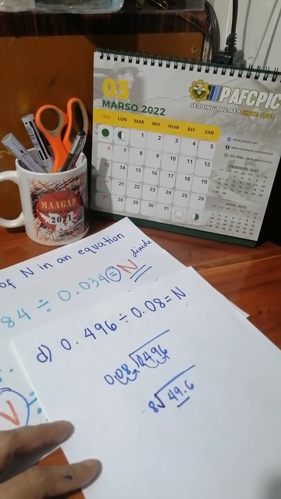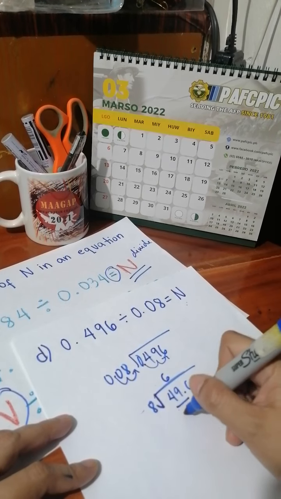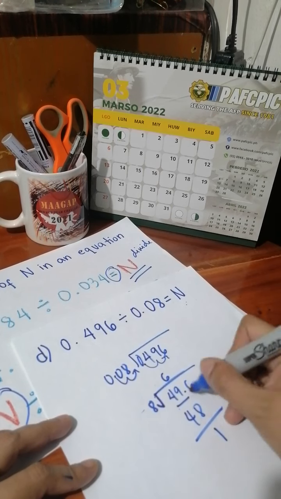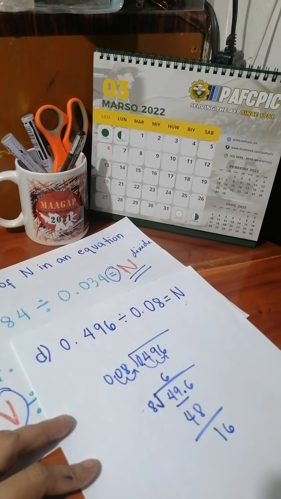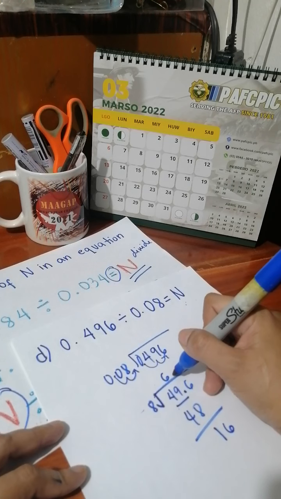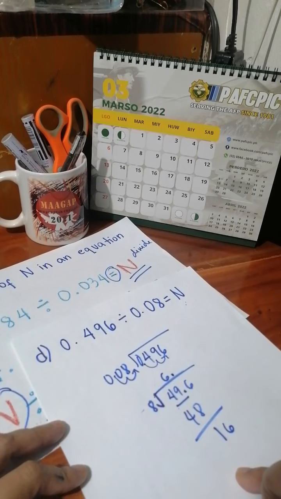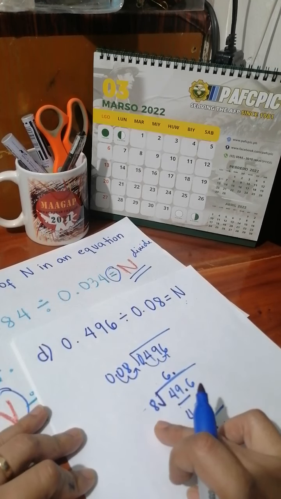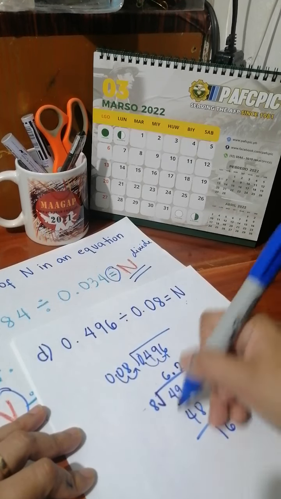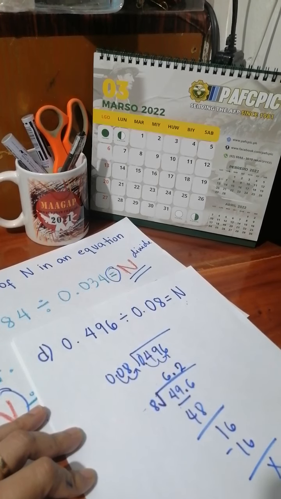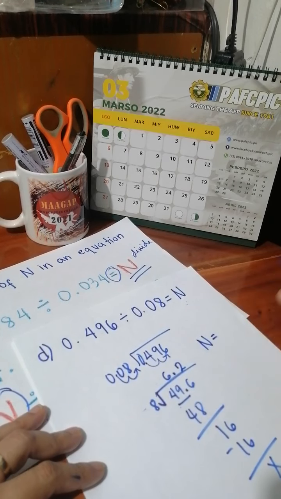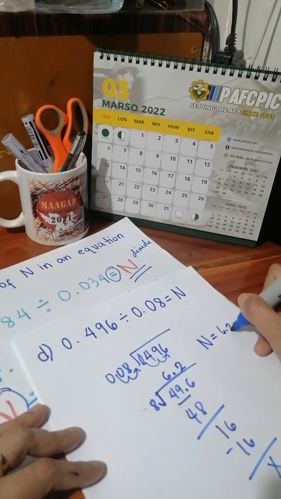Okay? So, next, we're ready to divide. So, 49 by 8 is 6. 6 times 8 is 48. Subtract 1. And then bring down 6. But take note, there's a decimal point here. So, we have to put also a decimal point on top before we continue dividing. Okay, now 16 divided by 8 is 2. So, 2 times 8 is 16. When we subtract, we get 0 as the answer. So, the final answer of n here is equal to 6.2.